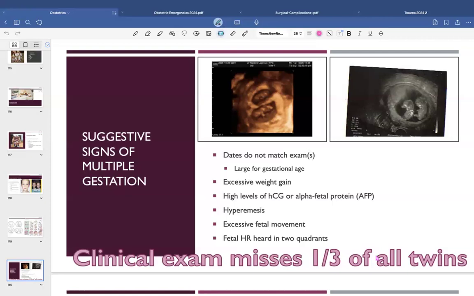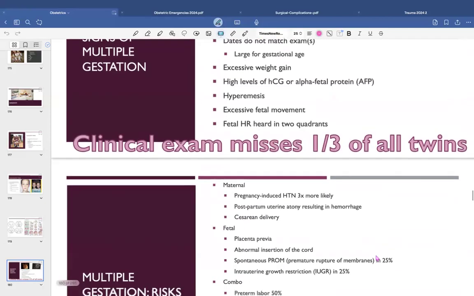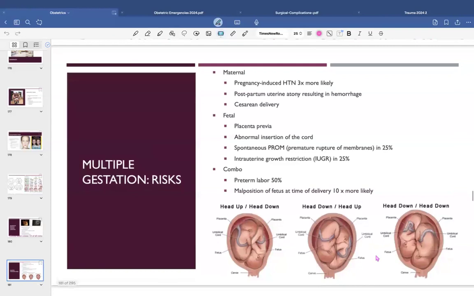So what are some of the risks? Pregnancy induced hypertension: they have more of it, three times more likely than single gestations. Postpartum uterine atony, which we're going to talk about in our next lecture, is basically when the uterus relaxes and isn't contracting like it needs to, which will result in hemorrhage. They are also at more risk of having to have a cesarean section.